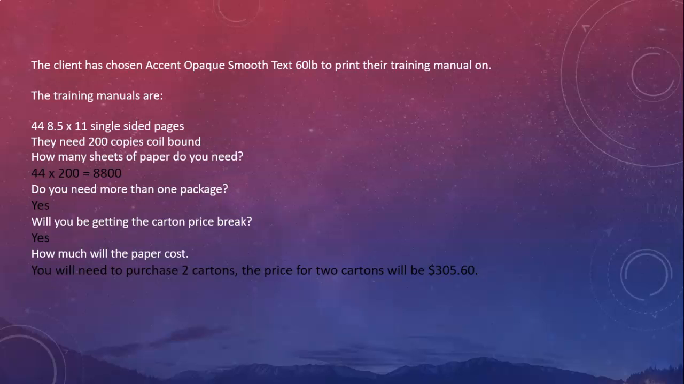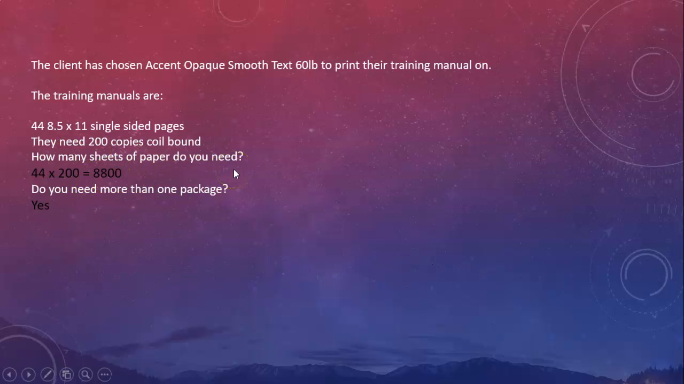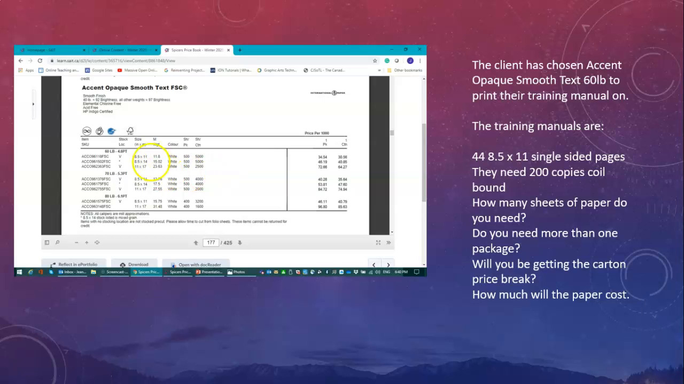Okay, so you have to buy 2 cartons. Or you have to buy a full carton. So in this case, we needed 8,800. I believe there's 5,000 in a carton, and therefore, let's go back and have just a quick look at that. 8.5 by 11, 60 pound, 5,000 in a carton. So we need to buy 2 cartons. Okay.